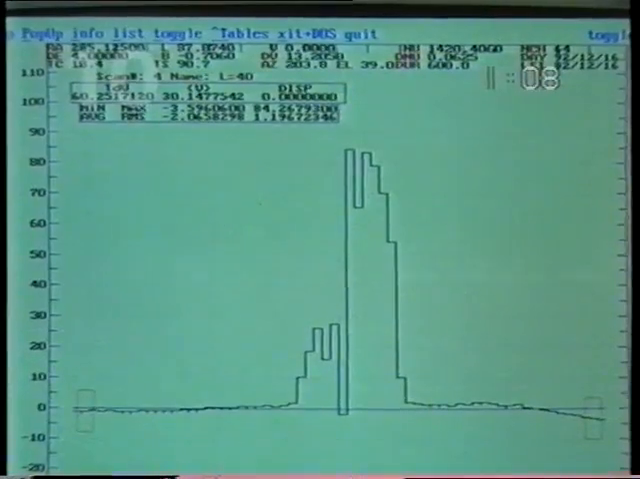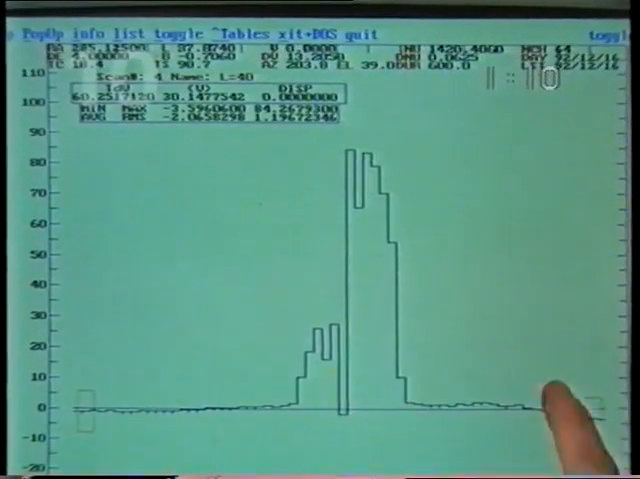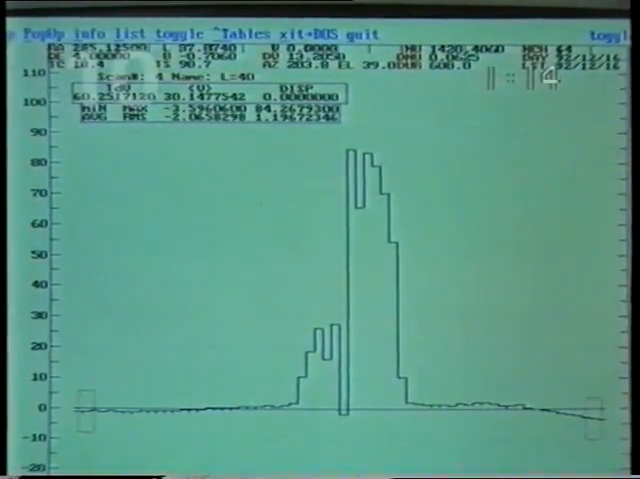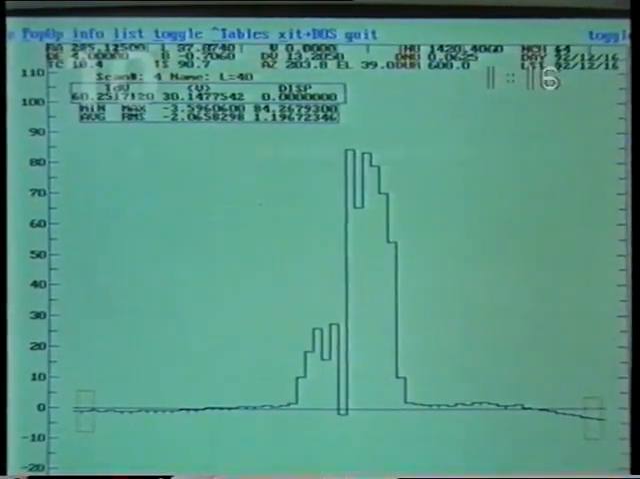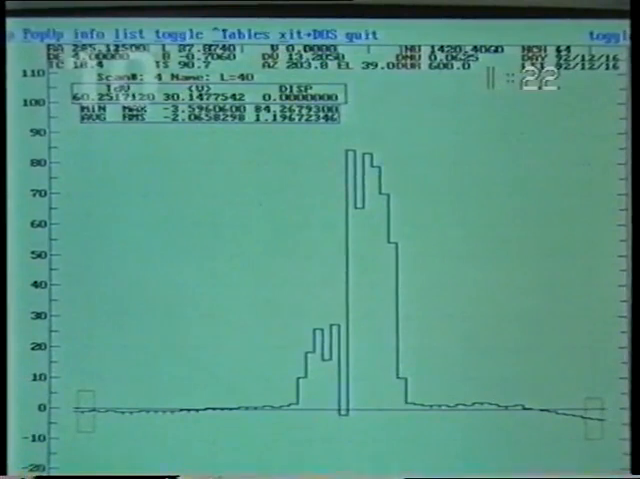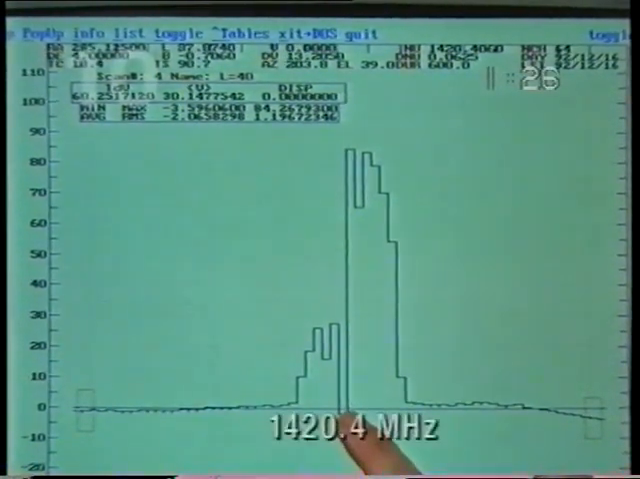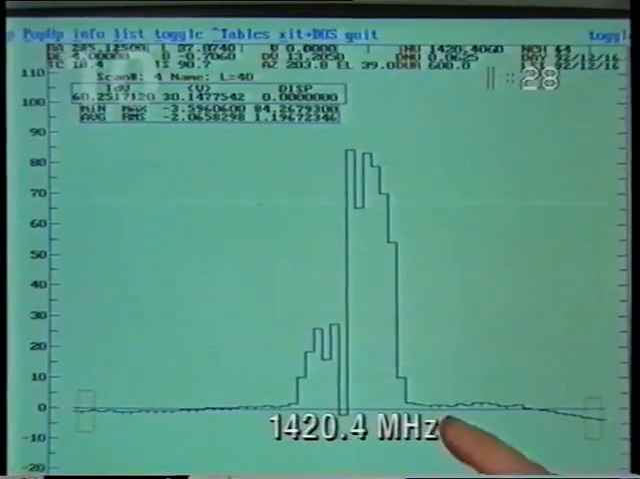Okay, the receiver splits the signal into 64 bands across here. Here's one of them. Each band is 62.5 kilohertz wide. This spectrum we're looking at here is of our galaxy, the Milky Way, and it's split into two components. This frequency here corresponds to the frequency that hydrogen emits at when it's not moving. This is hydrogen's rest frequency.